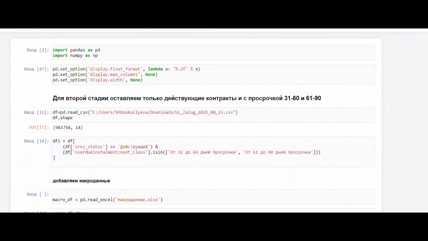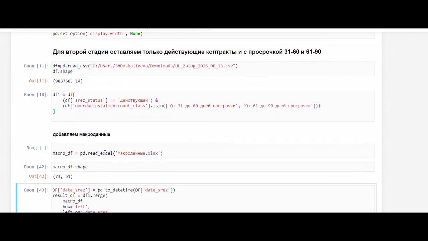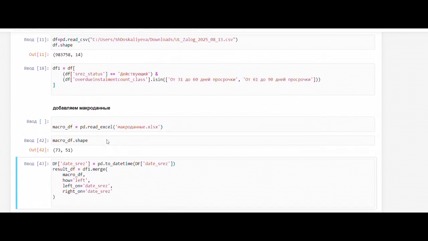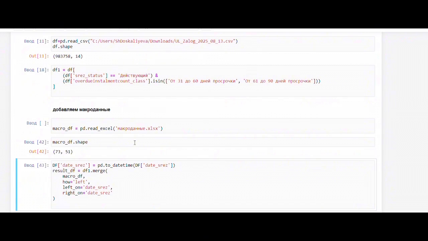Let's move on to the Jupyter notebook. For second stage impairment, we take only the contracts with 31-60 days past due and 61-90 days past due, and with an active status. Now we have a dataset that contains only the contracts we need.